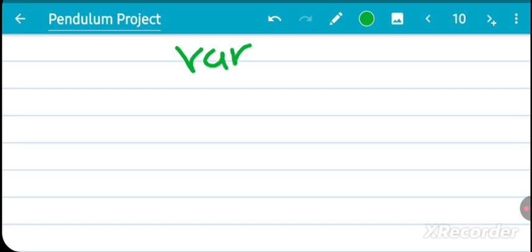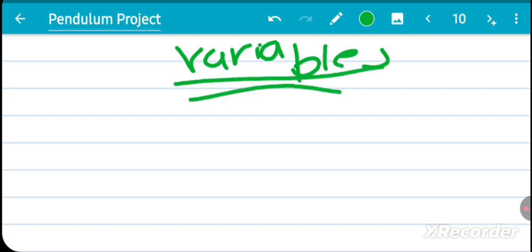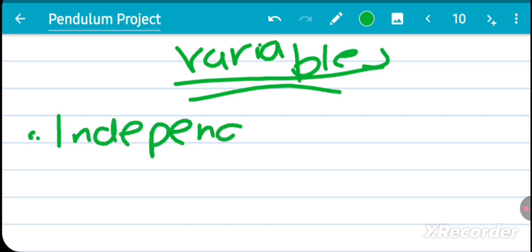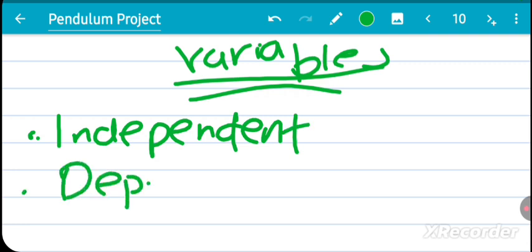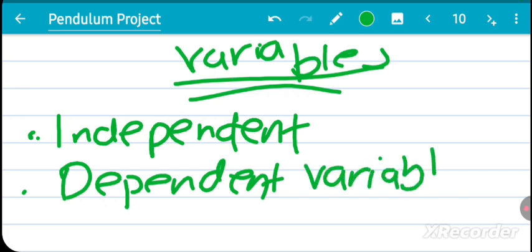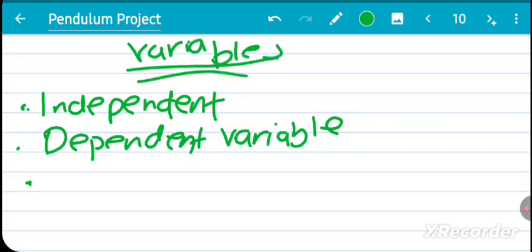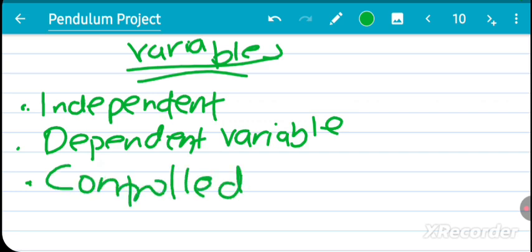So let's talk more about variables and acknowledge the fact that there are 3 types of variables, namely the independent variable, the dependent variable, and we also have the controlled variable. So let's go into more detail regarding these.